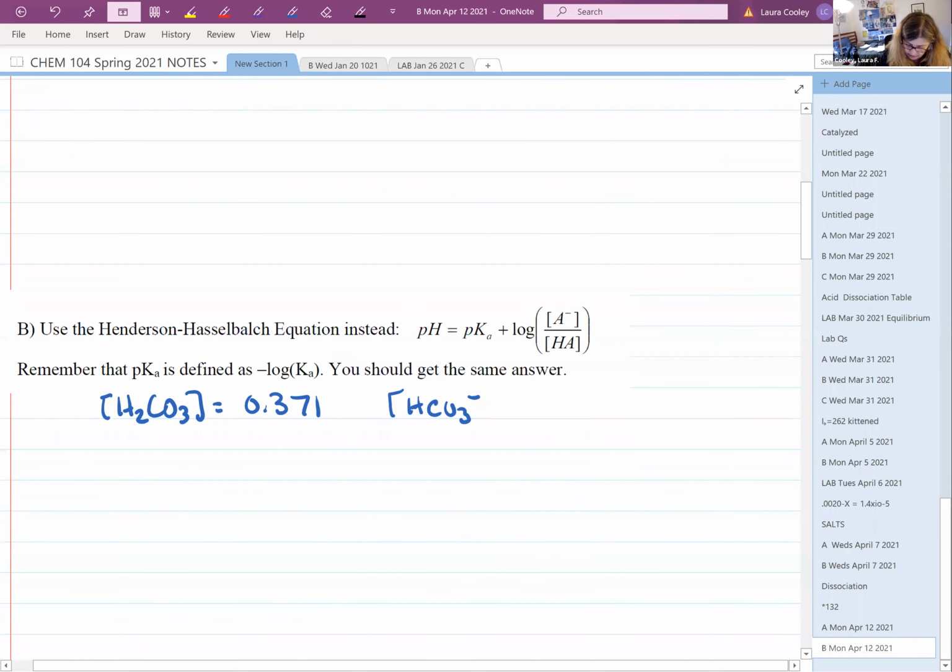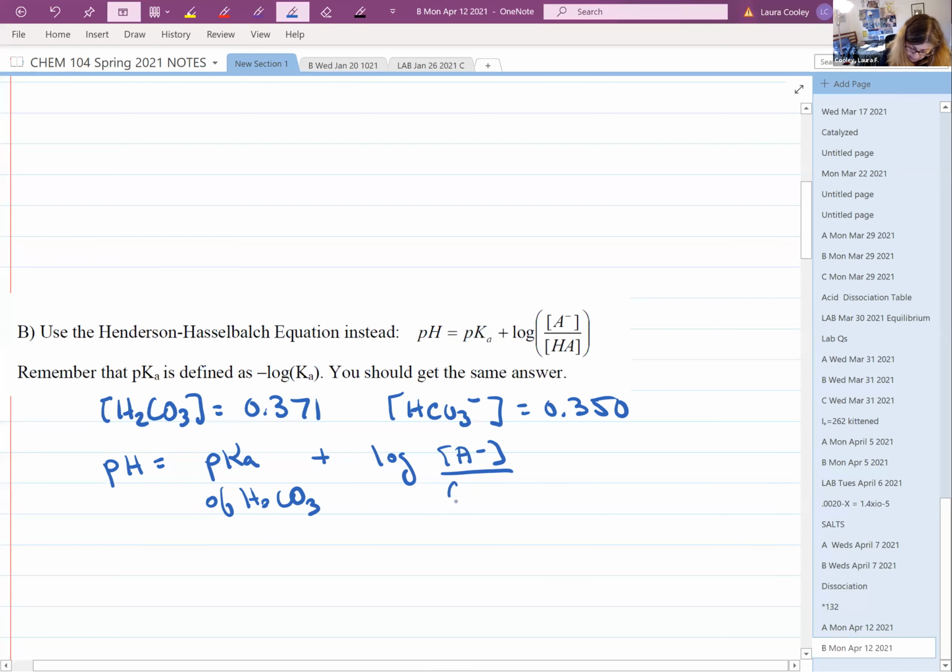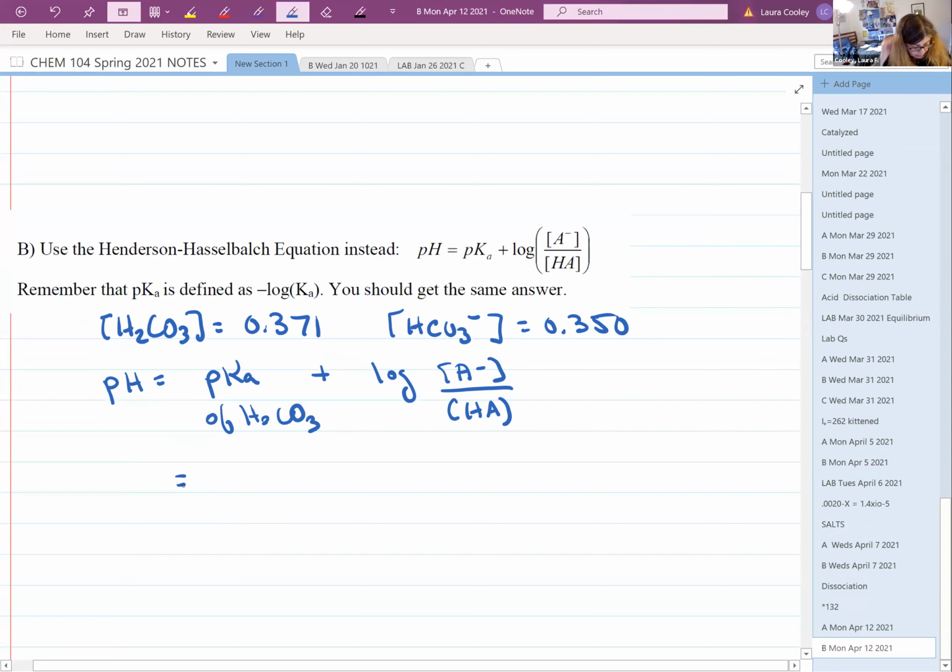So pH is pKa. That would be the pKa of carbonic acid plus the log of the A minus over HA. So the pKa, again, is a negative log.